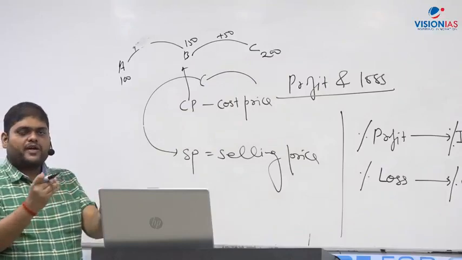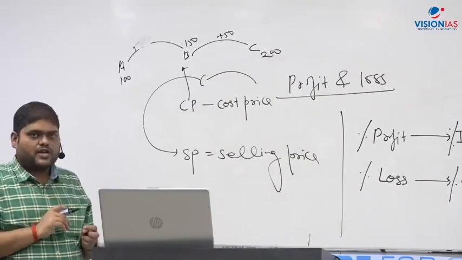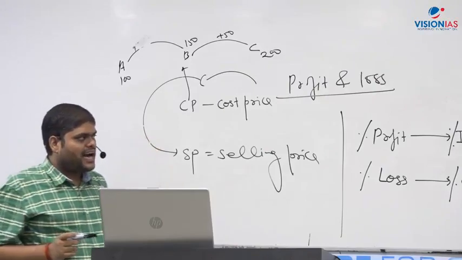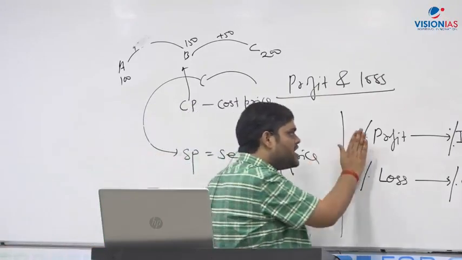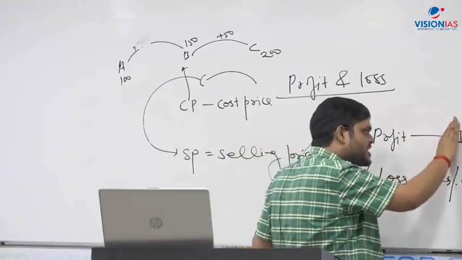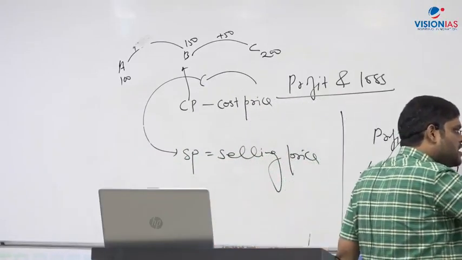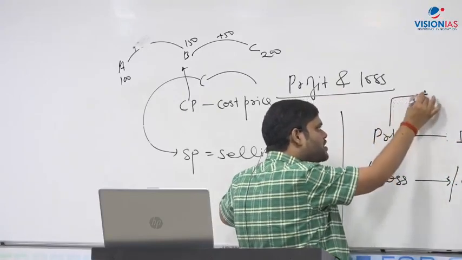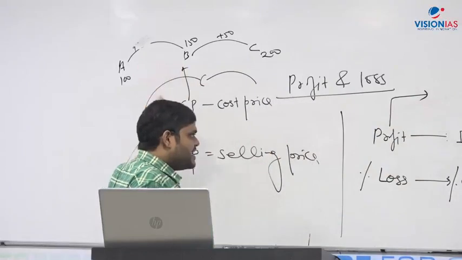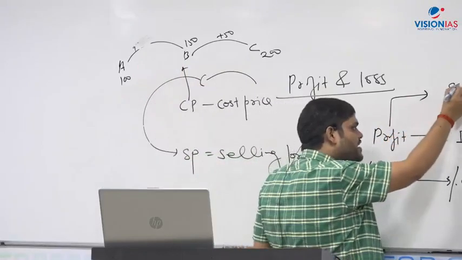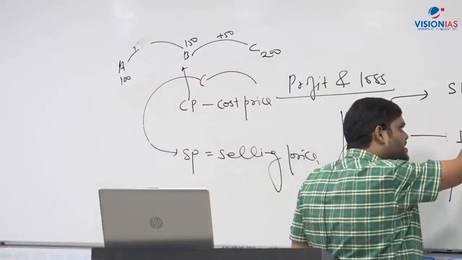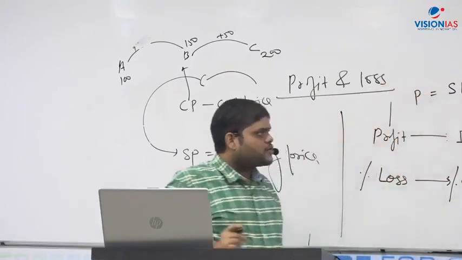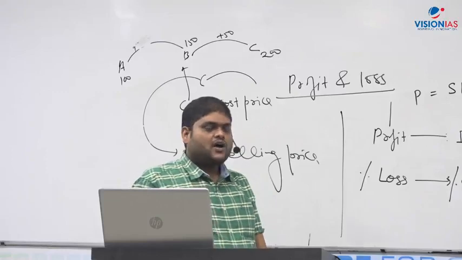So it's all about perspective. In which perspective are you looking at all this? Is this making sense or not? Now, when we talk about only profit, not percentage of profit, if we look here very clearly, I can say profit is equal to selling price minus cost price. Profit is equal to selling price minus cost price.